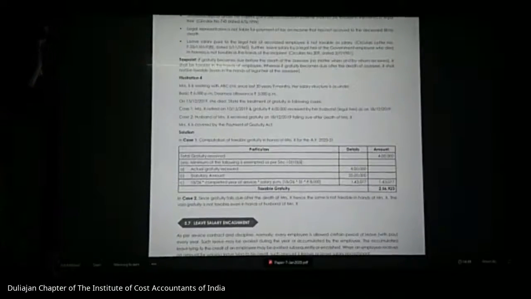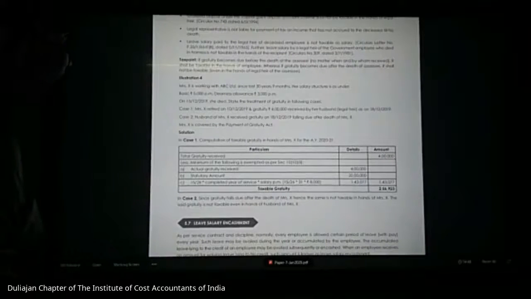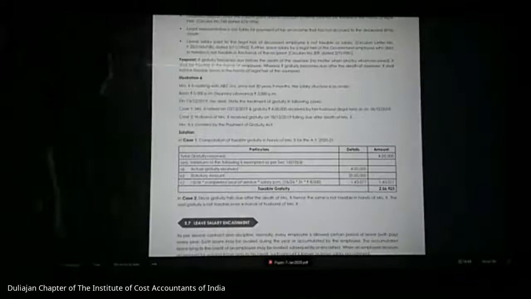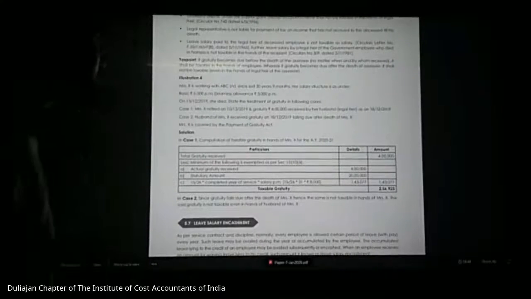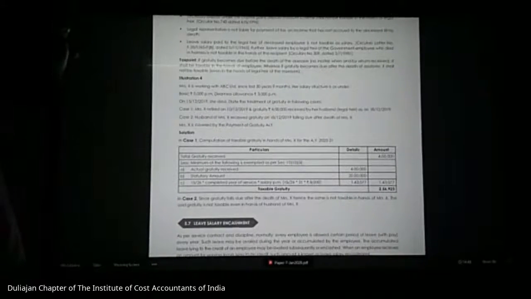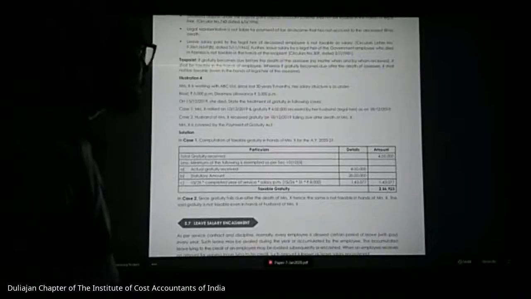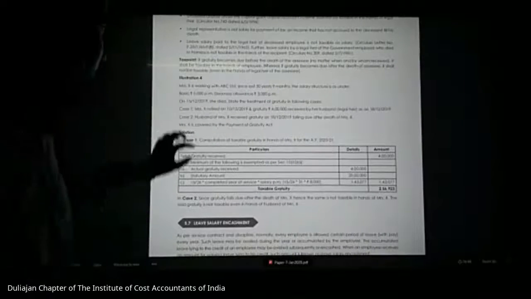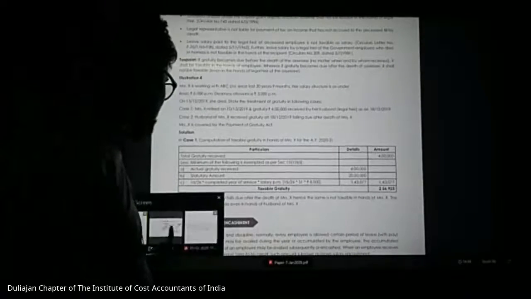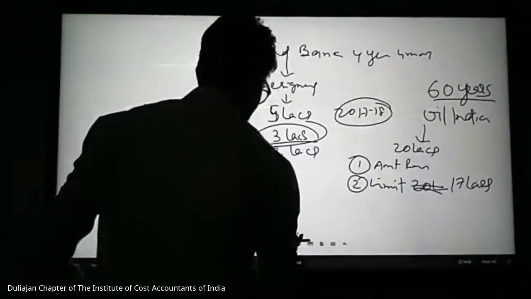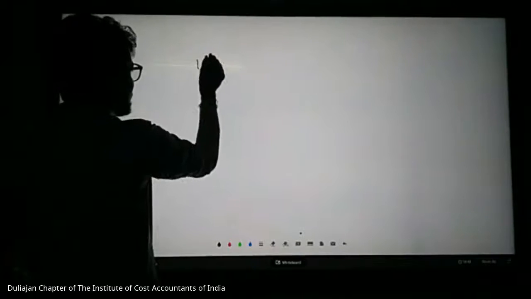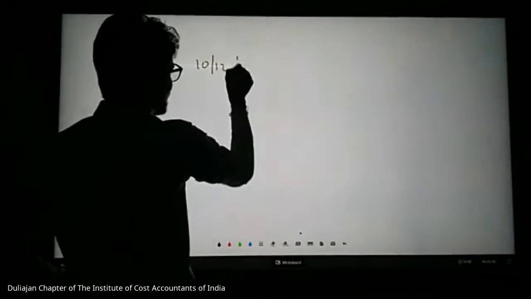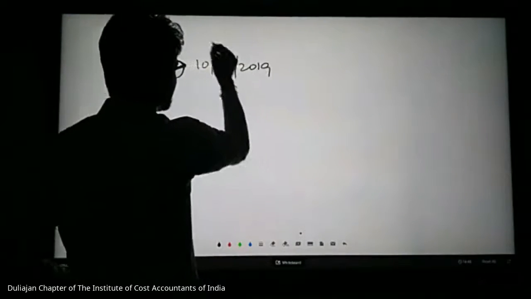Mr. X retired on 10th of December, and gratuity of rupees 4 lakh was received by her husband on 18th. See, you have to understand that in the first case the person retired on 10/12/2019. He retired on this date.